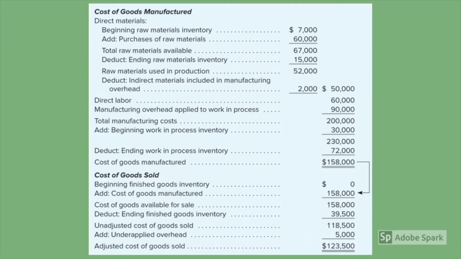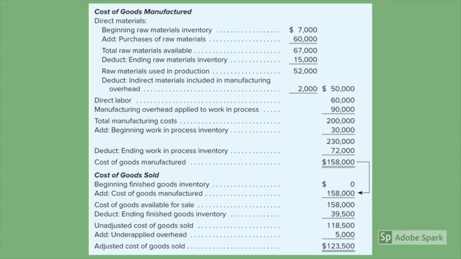Here's a basic example of what a cost of goods manufactured and a cost of goods sold statement looks like. You can see by the arrow that they feed into one another. Once you've figured out your cost of goods manufactured, you use that number and put it into your cost of goods sold. For your cost of goods manufactured, you have to take all of the materials, labor, overhead, everything that applies to the product to get your total manufacturing cost.